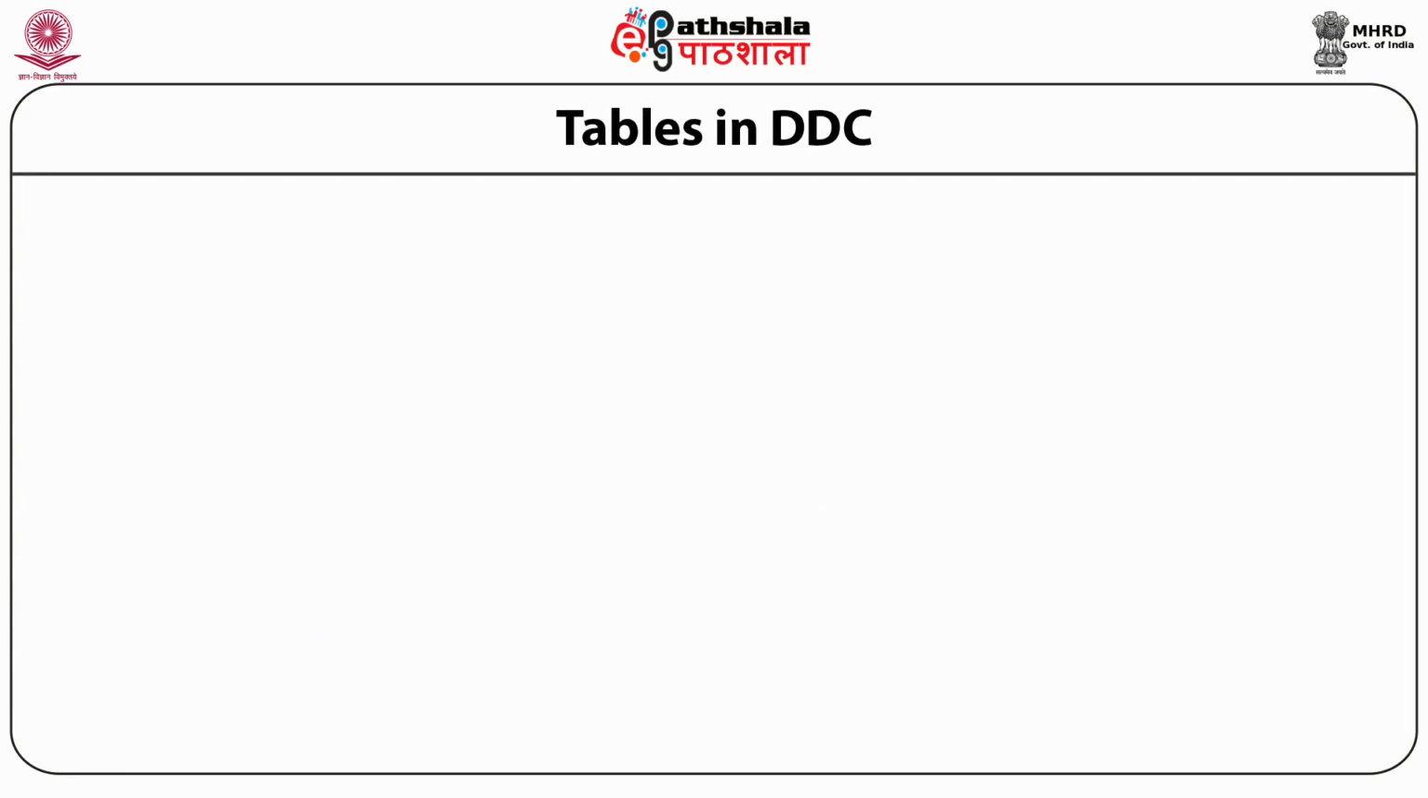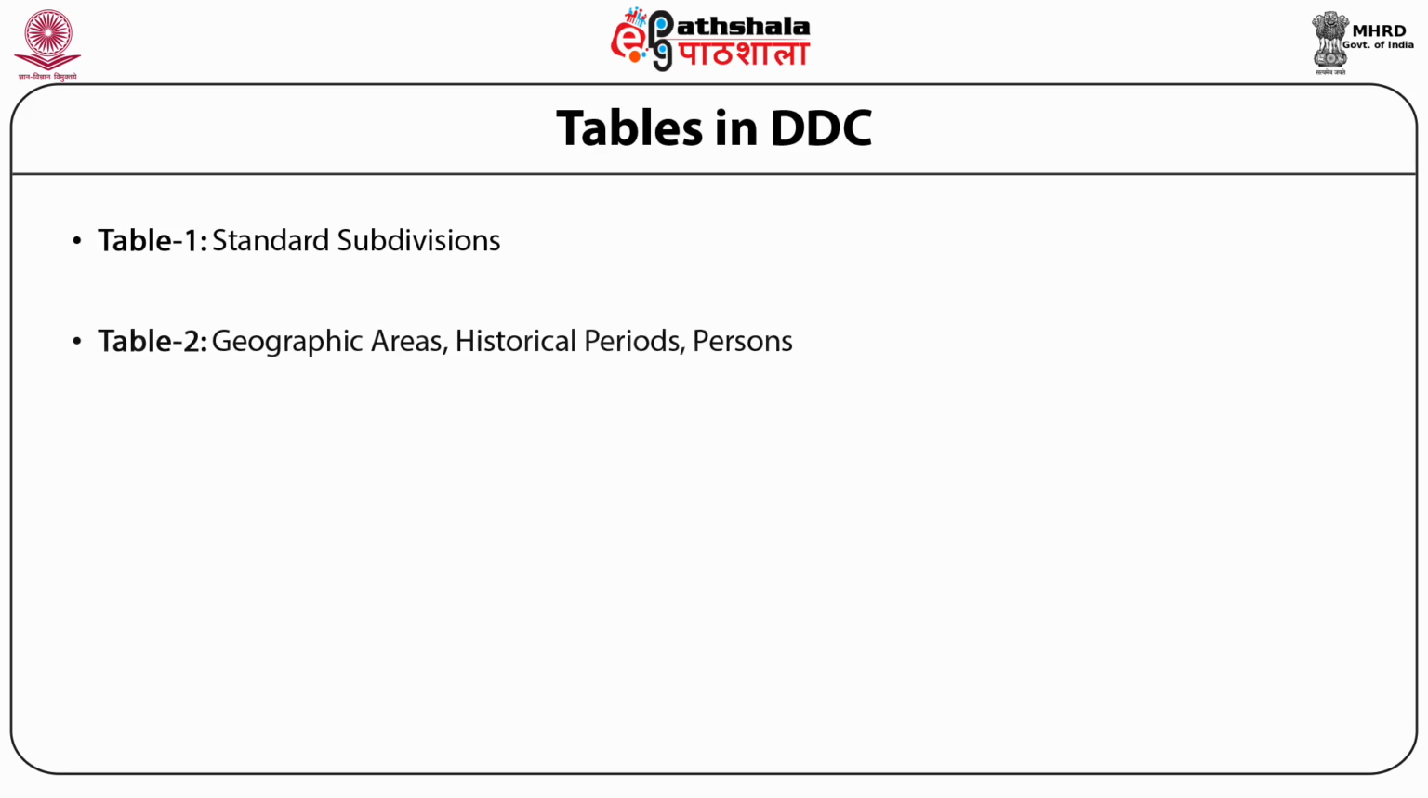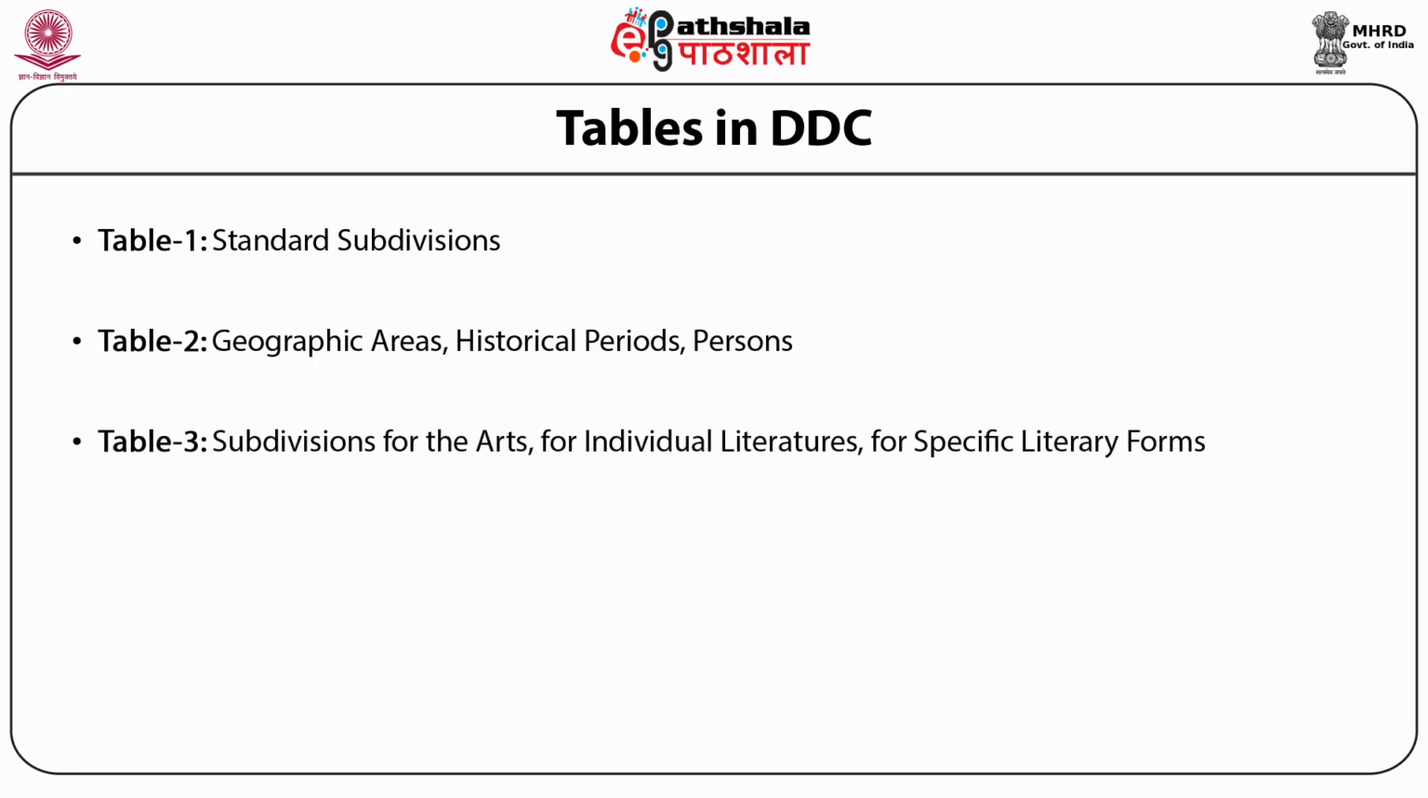Tables in Dewey Decimal Classification. In addition to the numbers given in the schedules, 7 tables can also be used for number building. These are Table 1, Standard Subdivision; Table 2, Geographic Area, Historical Periods, Persons; Table 3, Subdivisions for the arts, for individual literatures, and for specific literary forms. Under this, there are further 3 tables.